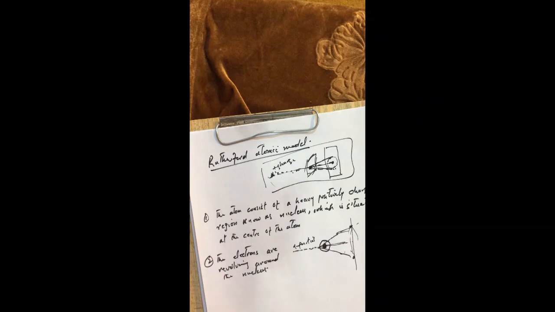And the third point of this model is, if electrons are revolving around the nucleus, let's suppose this is the nucleus and the electron is revolving around this nucleus in this path. Then the speed of the electron around the nucleus is such that a mechanical equilibrium is attained. Like there will be an equilibrium.